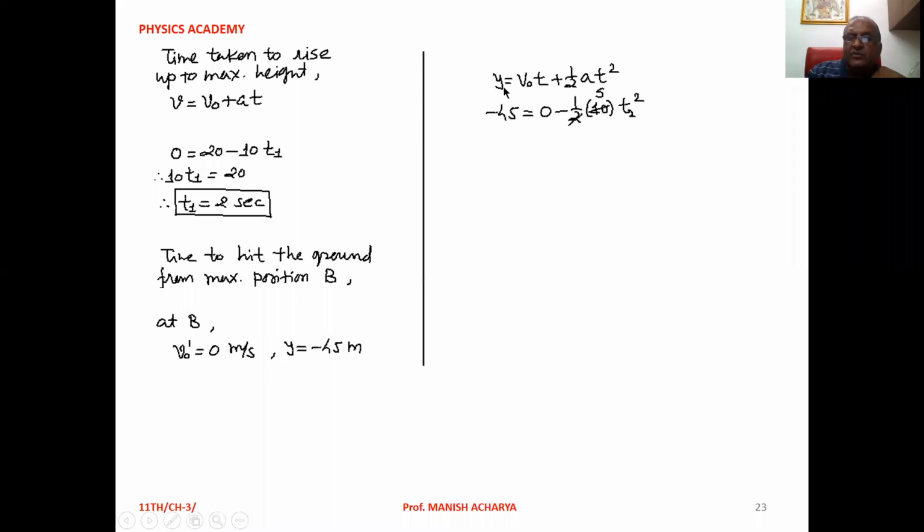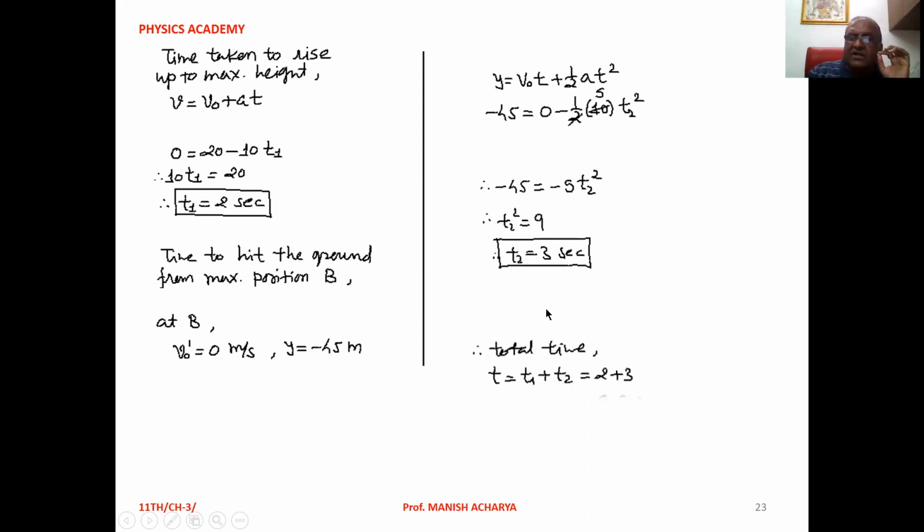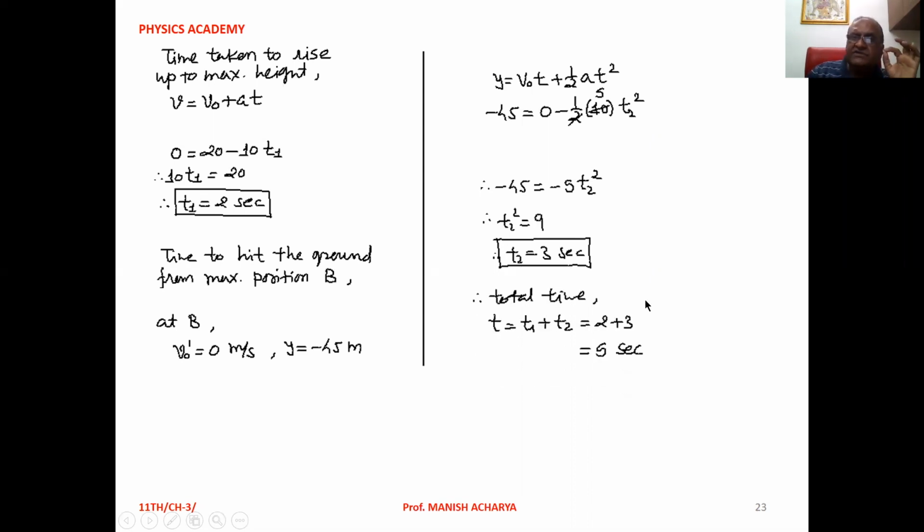Now we can use the equation y equals v0t plus half at squared. Y is minus 45, v0 is 0, so this part is 0. Half acceleration is minus 10, and the time taken is t2, so t2 squared. If you solve this, your time will come to 3 seconds. So the total time for which your ball remains in the air is T1 plus T2, 2 plus 3, that is 5 seconds. Clear?